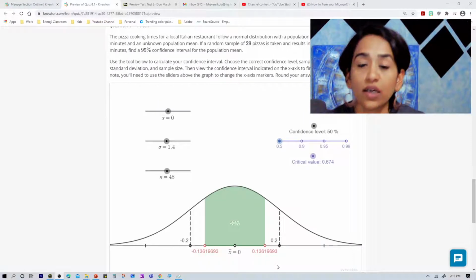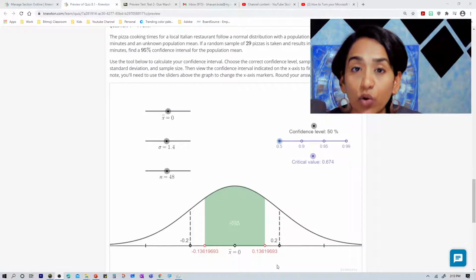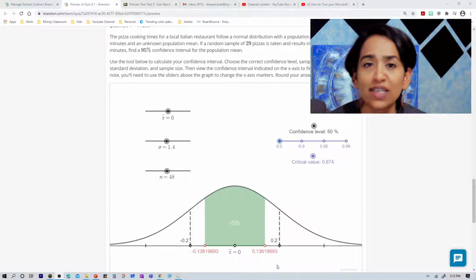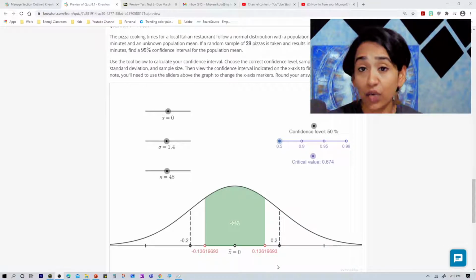Hey, welcome back. This is a quick video on how to move your sliders for section 8.1, 8.2. I had like 7 or 8 emails asking me the same question, that you're not able to move the slider. So this is something that I would like to suggest.